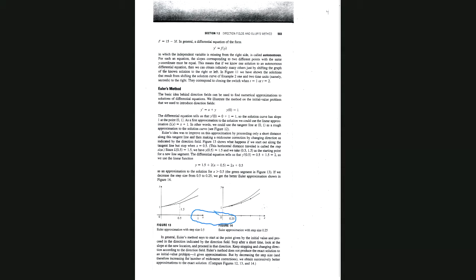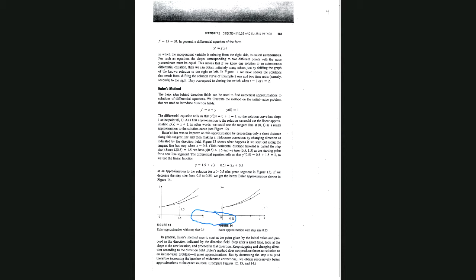But look here, in figure 14, they approximated the solution curve from 0 to 1 using 4 line segments. In figure 13, they approximated the solution using a step size of 0.5, so 2 line segments took you from 0 to 1. But if you use a smaller step size of 0.25, you need 4 line segments to approximate the solution from x equals 0 to 1.